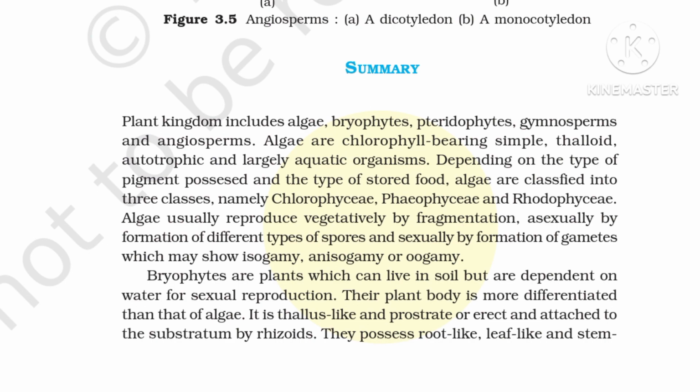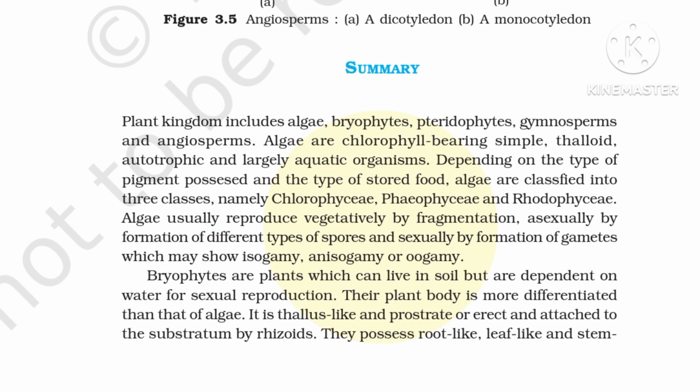Summary. Plant kingdom includes algae, bryophytes, pteridophytes, gymnosperms, and angiosperms. Algae are chlorophyll-bearing, simple, thalloid, autotrophic and largely aquatic organisms. Depending on the type of pigment possessed and the type of stored food, algae are classified into three classes, namely Chlorophyceae, Phaeophyceae, and Rhodophyceae. Algae usually reproduce vegetatively by fragmentation, asexually by formation of different types of spores, and sexually by the formation of gametes, which may show isogamy, anisogamy, or oogamy.